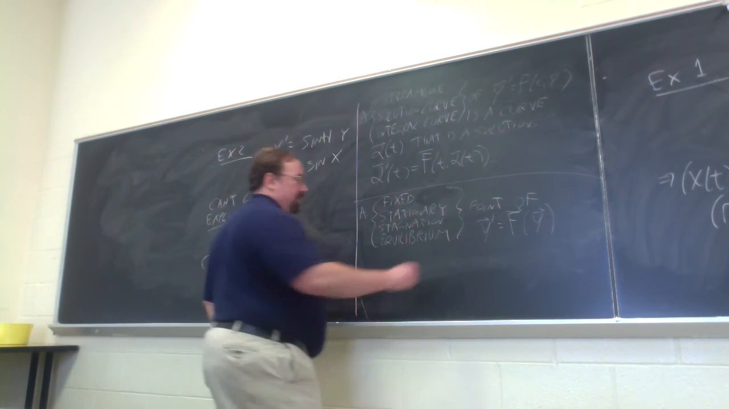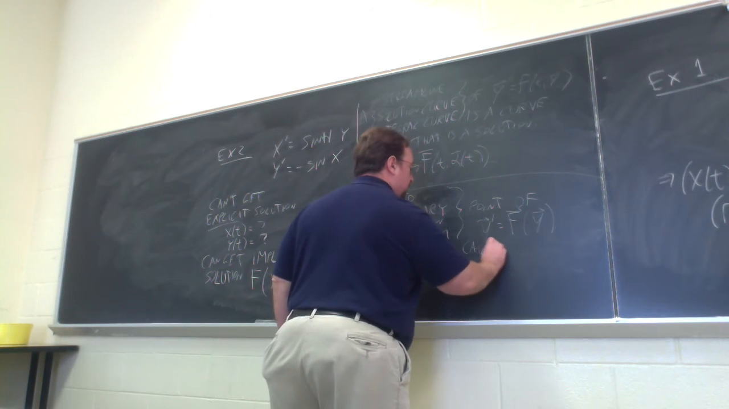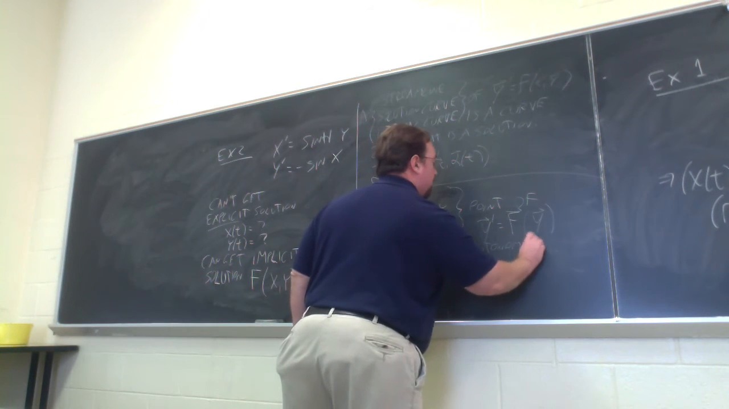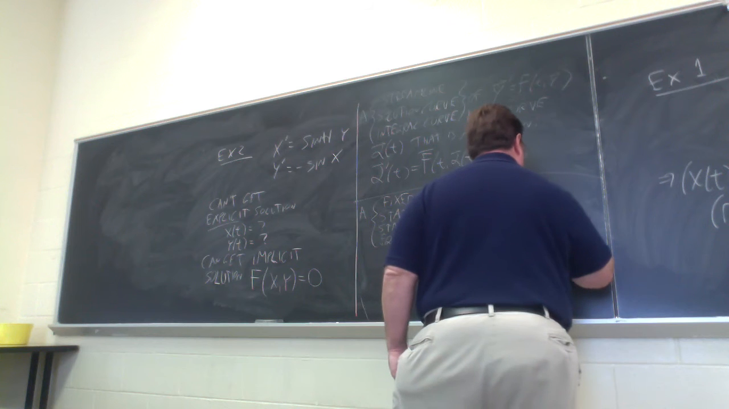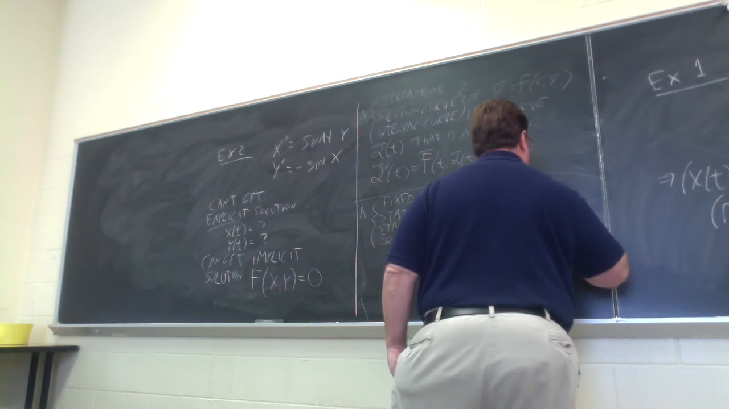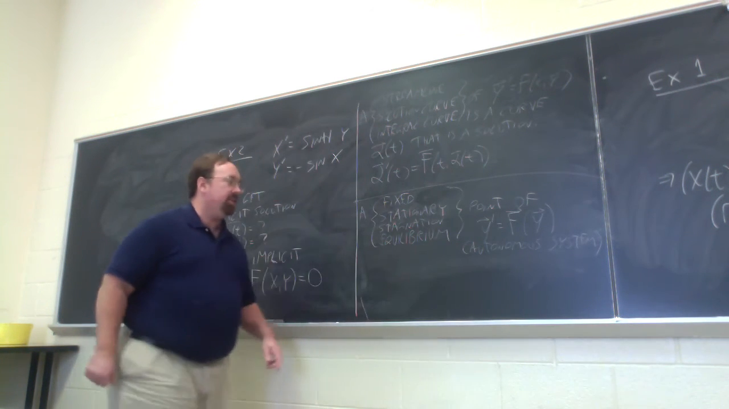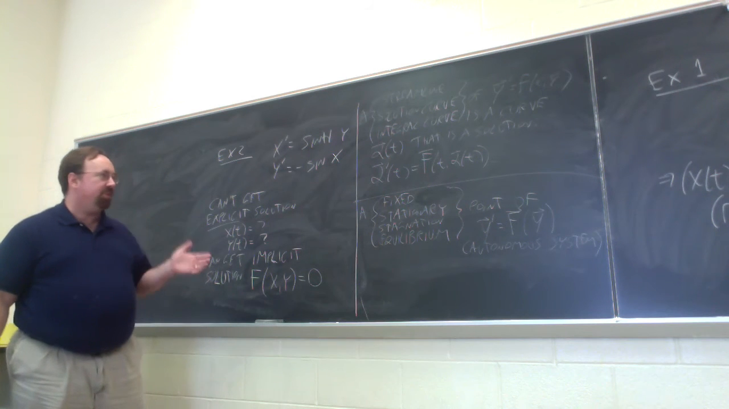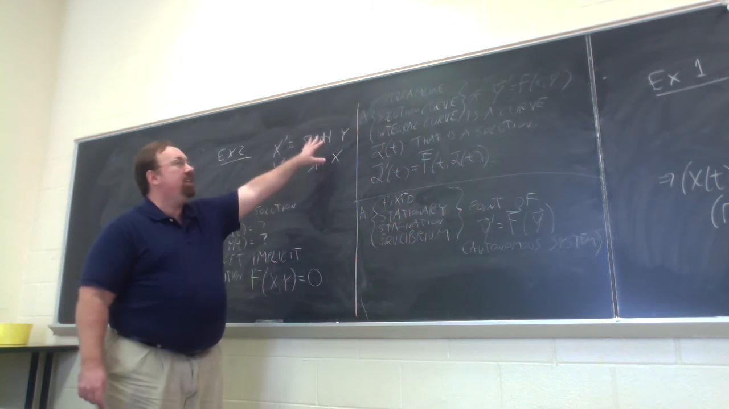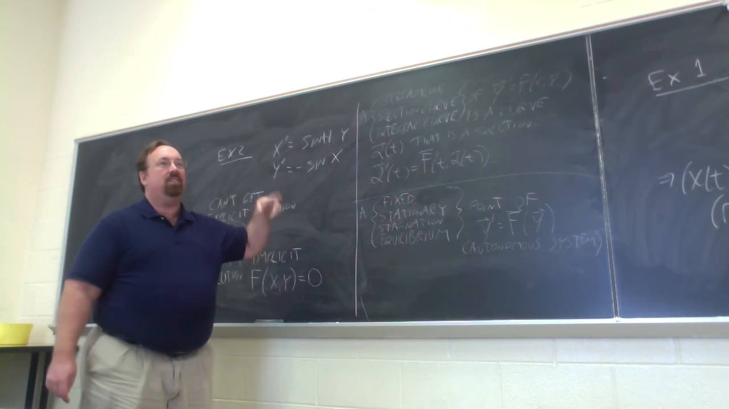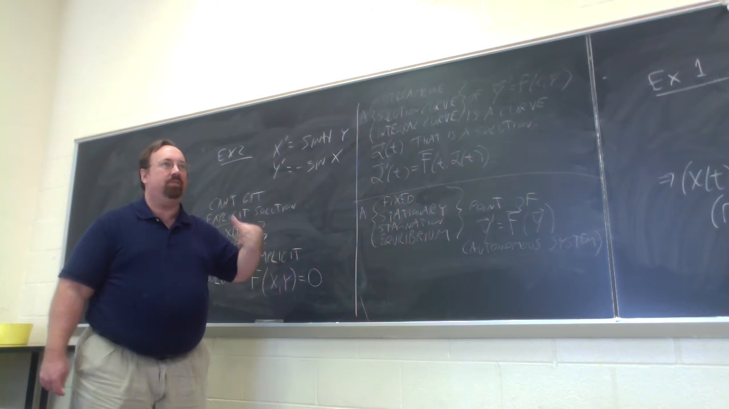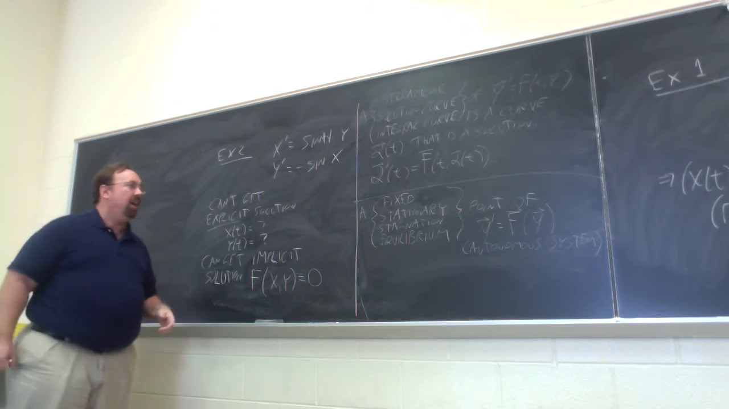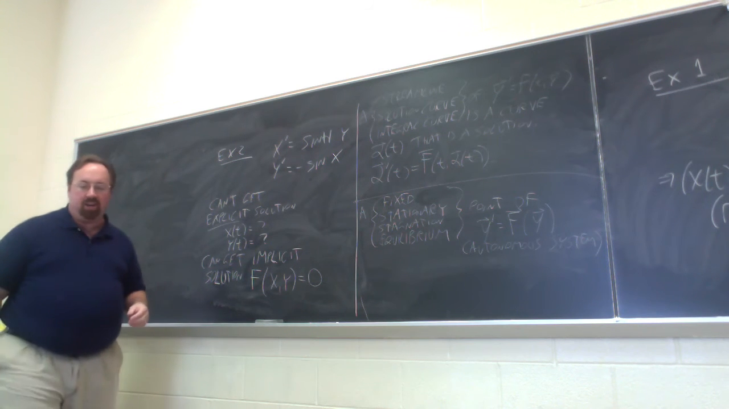And I'll say more about this later, but this is called an autonomous system. If a function f does not depend on t, we say it's autonomous. So this is autonomous because you don't see any t here. The last example also was autonomous. Most examples we'll see in the early going are. Like on Monday, we'll see one that's not.